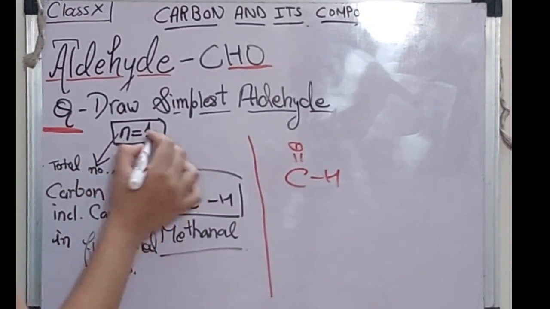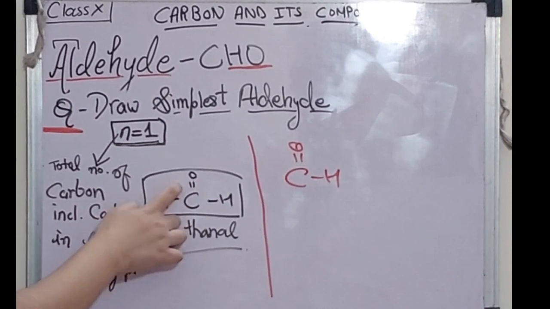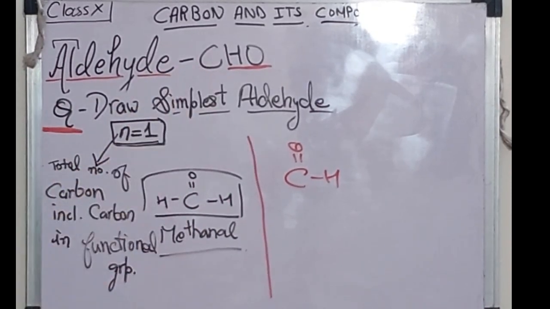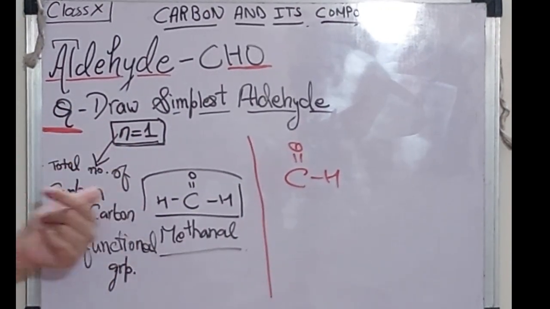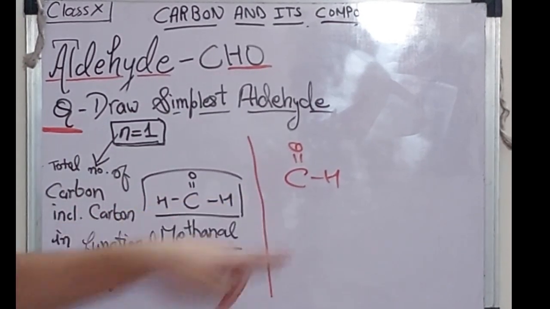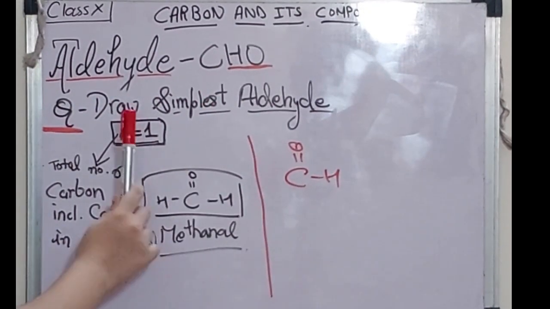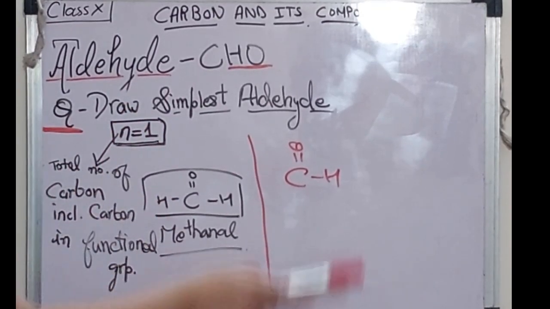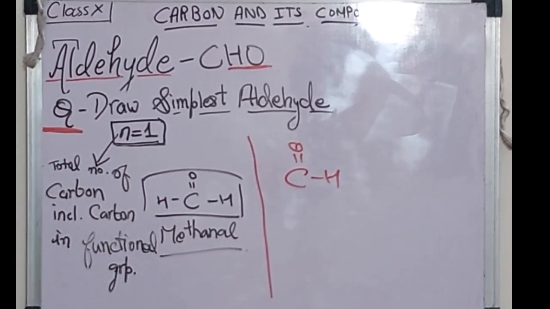So N is equal to 1 means the number of carbon will be 1, counting the functional group as well. So this is what you will draw. Because the functional group already has one carbon, you will have no need to add one carbon, right? If this functional group already has one carbon and the simplest aldehyde means one carbon, and our functional group already has it, then you do not need to add, because this N refers to the total number of carbon including your functional group. It means that when you have to draw the simplest aldehyde, just remember total number of carbon is equal to 1 and the functional group is included in the total number of carbon. So this will be your simplest aldehyde. Okay.